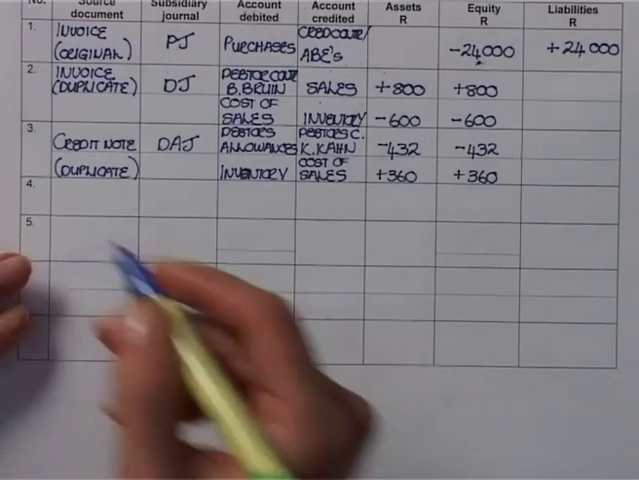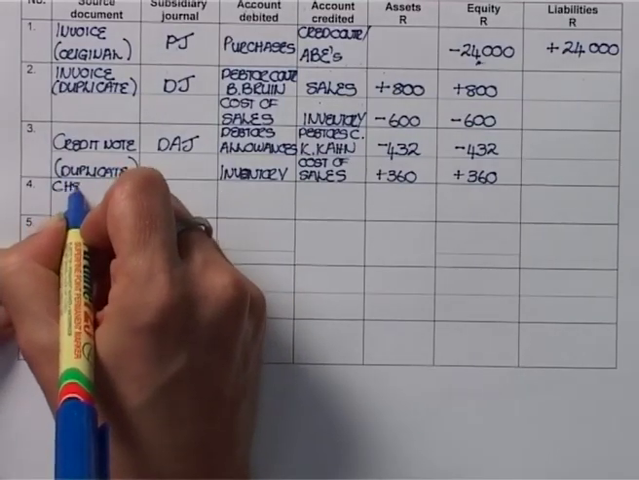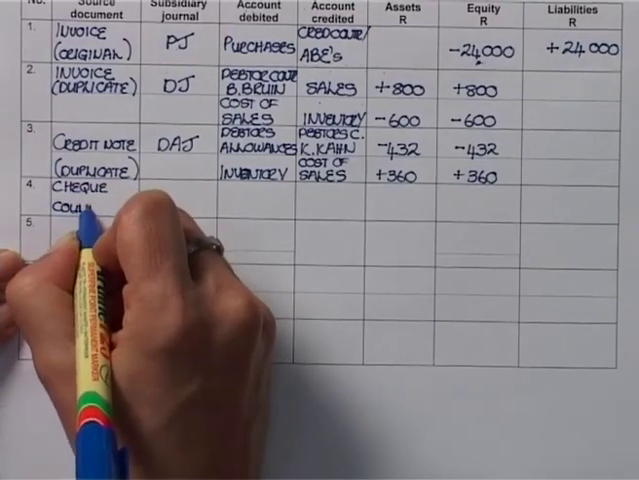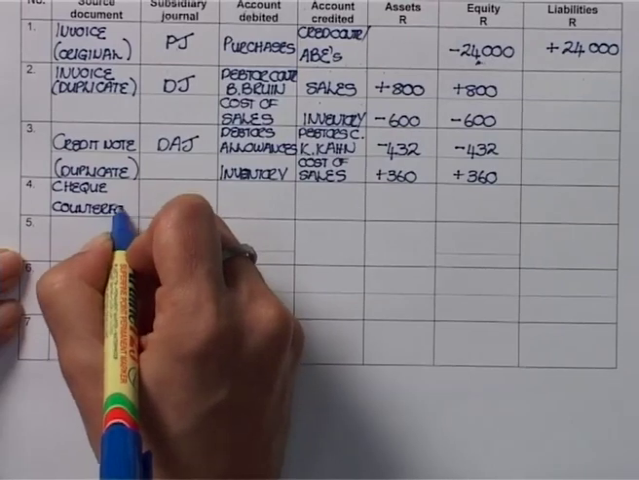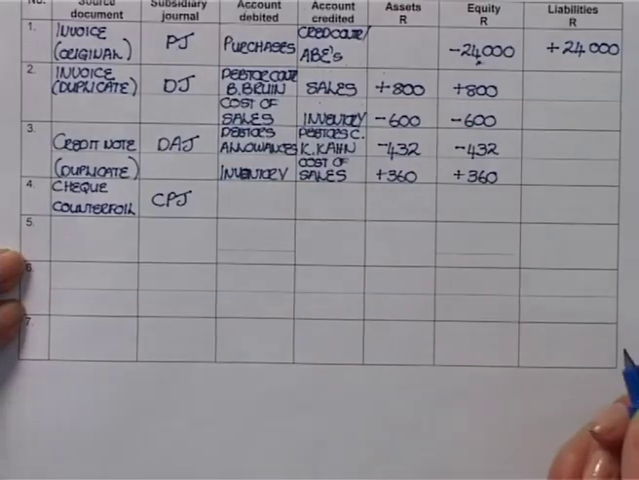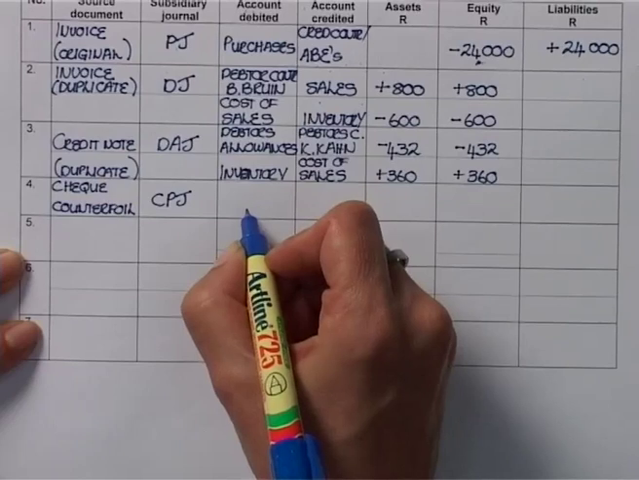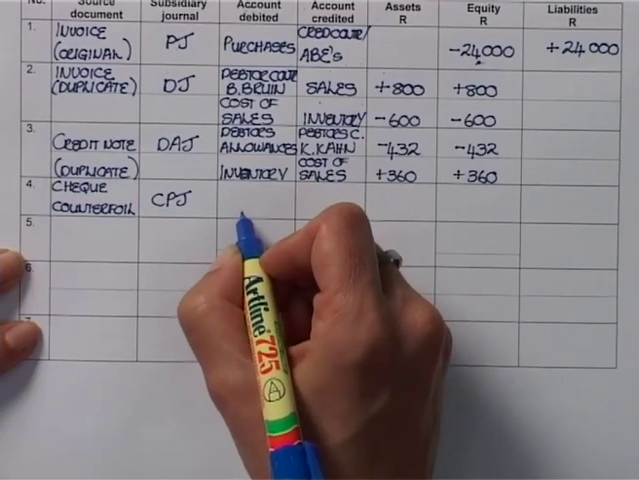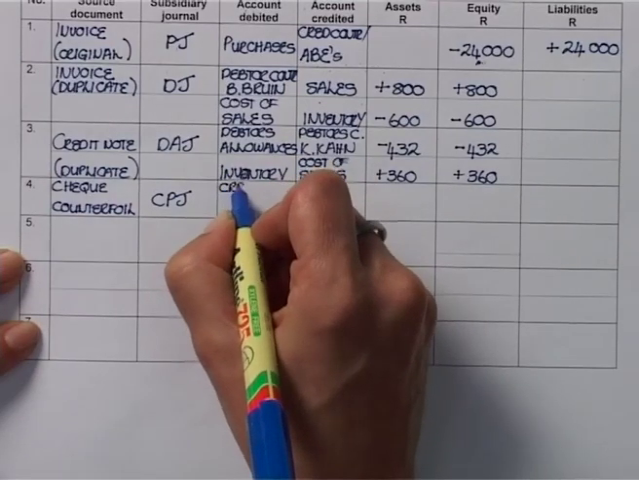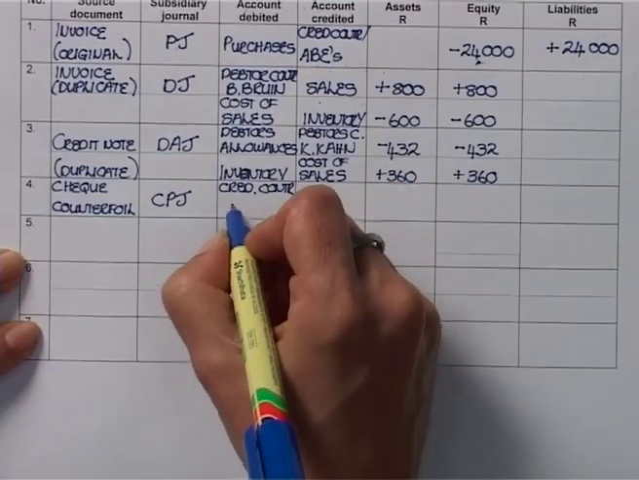they mention that we paid a creditor by check, so our source document will be the check counterfoil. And whenever we make a payment, we include that in our cash payments journal. When we make a payment, the amount due to the creditor will decrease, and the creditor is a liability, which will decrease on the debit side. So we're going to debit creditors control. And remember to include the name of the creditor as well.